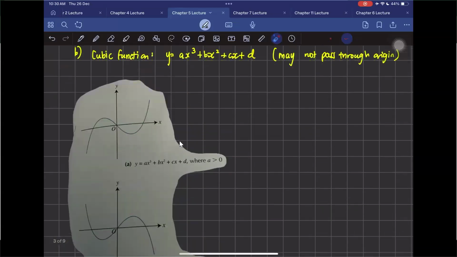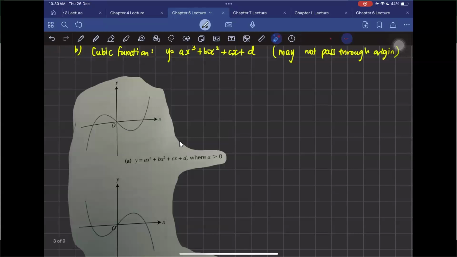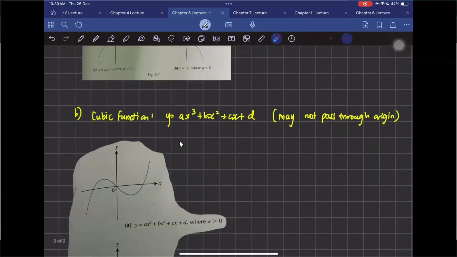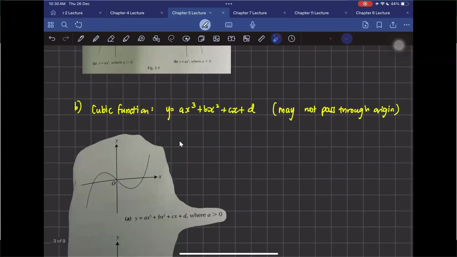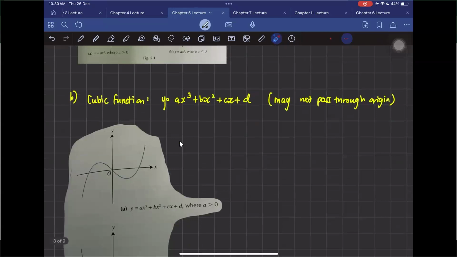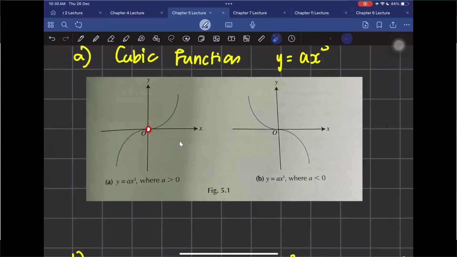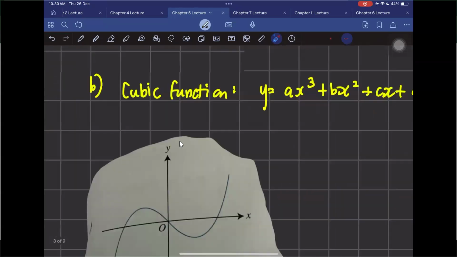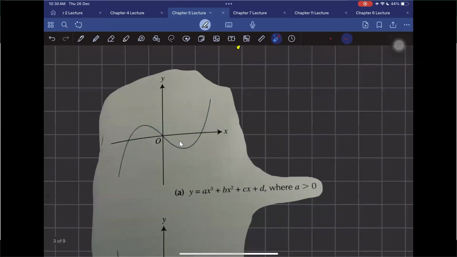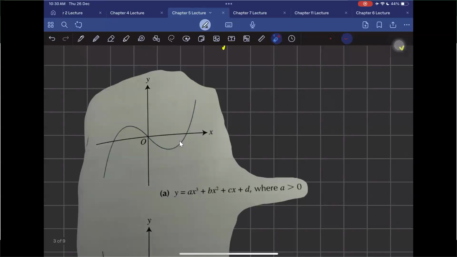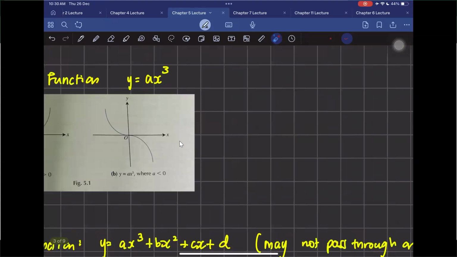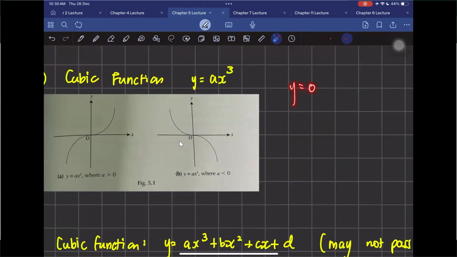Okay, so these are the two graphs. When your a is greater than 0, it's quite similar to your earlier one, just that now it has x-intercepts as well. Earlier, you didn't have any x-intercept other than the origin. But in this case, you have x-intercepts. And how do you determine the x-intercept? You equate y to be equal to 0.